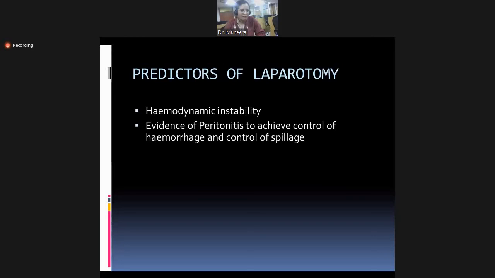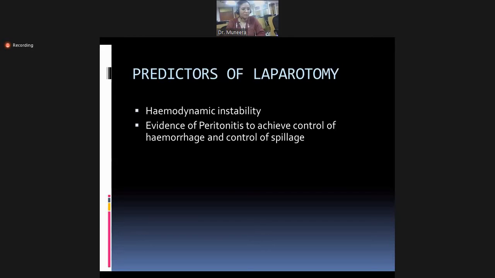That's why we have a rule of 10 seconds to decide whether this patient will go to the OT or will go to the ward for conservative management. Any patient having evidence of peritonitis, or needing control of hemorrhage and control of spillage from the bowel, are candidates for laparotomy.